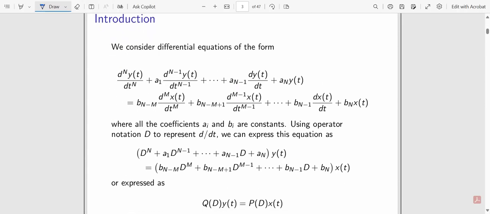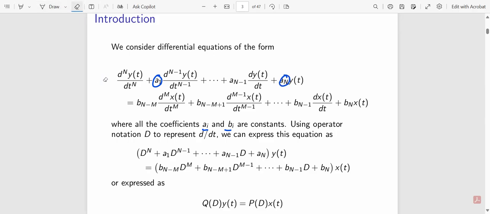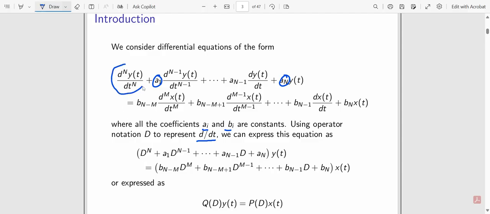So when we consider a differential equation of this form, where all the coefficients a_i and b_i are constant, like a1 and so on till an, and here a naught. If a coefficient is 0, we will not mention it. Then we can say, using operator notation D to represent d over dt, we can express this. So the derivative part we can replace with a D.